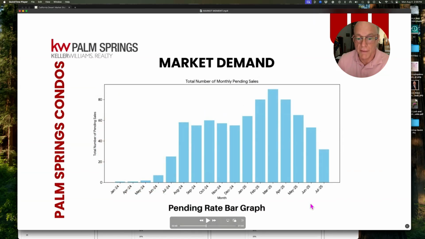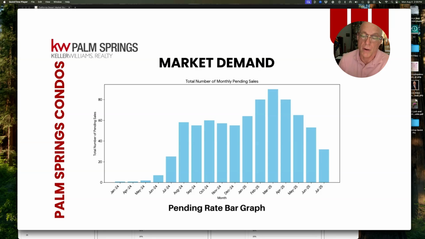And the second chart that I've developed is the pending rate bar graph. Just as a reminder, a property goes onto the MLS once it gets an offer and the offer is accepted, and there are contingencies. Contingencies, once again, are ways the buyer can get out of the agreement: home inspection, loan, appraisal, and so forth. Once those contingencies are removed, the property is considered pending. And in 99.999% of the cases, a pending property will close escrow.